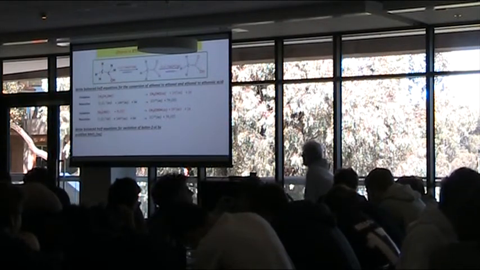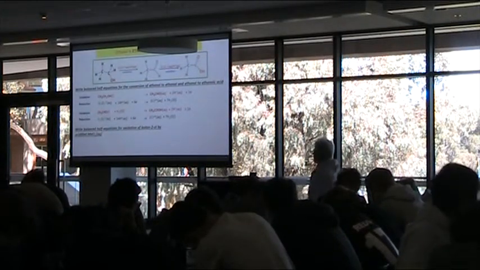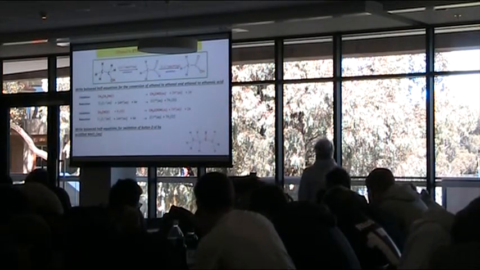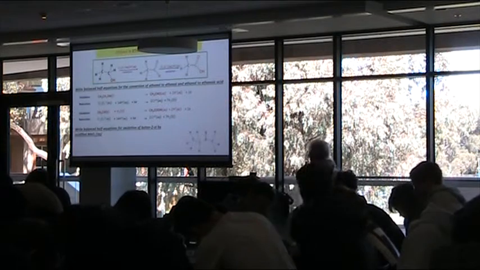Butan-2-ol by acidified permanganate. There's the structure for the ketone, if that helps you. So what's the half equation? Permanganate goes to Mn2 plus.